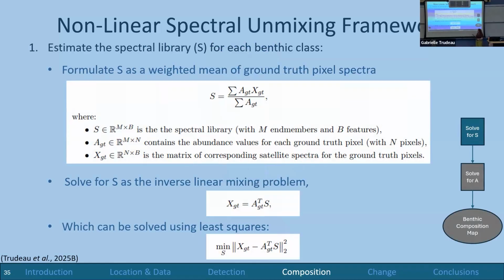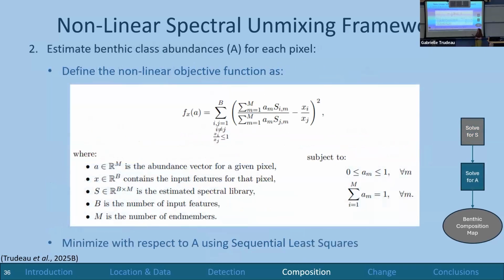And we can do this by solving using the least squares method, where we're basically taking our observed value and a recreated value, if you will, A transpose S, and we're going to minimize the difference between those two things with respect to S. We're going to take that S and we're going to shove it into a solution, a nonlinear framework for A.